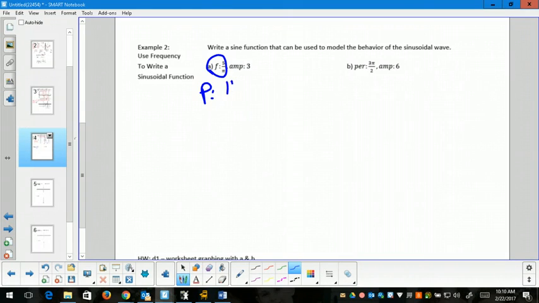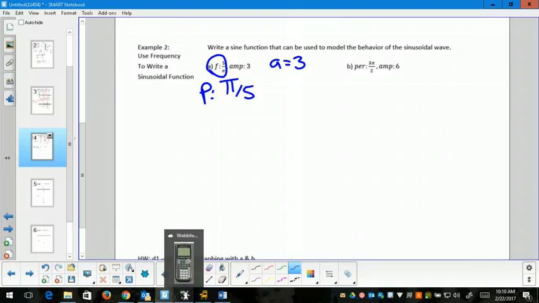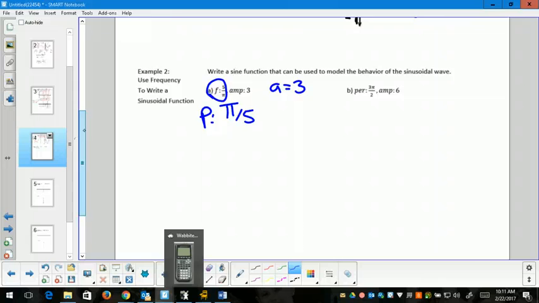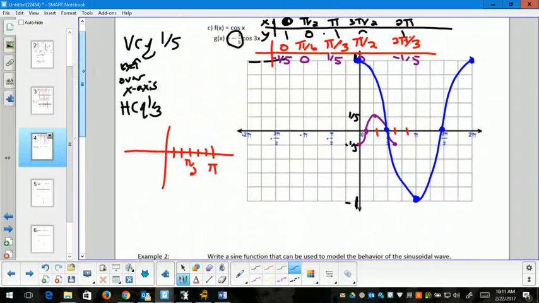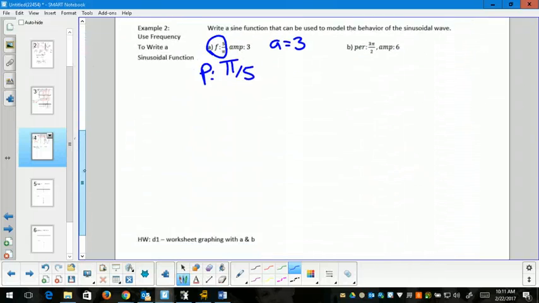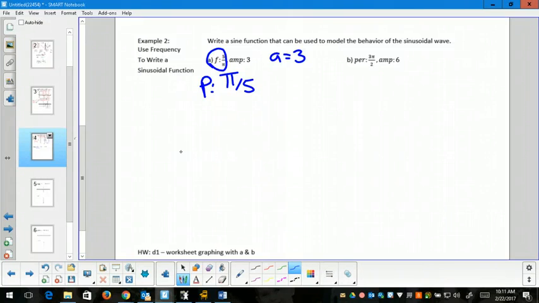So the period is pi over 5. And the amplitude is 3. That's the value of A. Because for sine and cosine, if there was no letter A there, it was a 1, and it went oscillating between 1 and negative 1. In the problem above, you see that the coefficient is 1/5. So the amplitude is 1/5. Okay. So we know it's going to be y equals 3 sine of something. We have to figure out what.